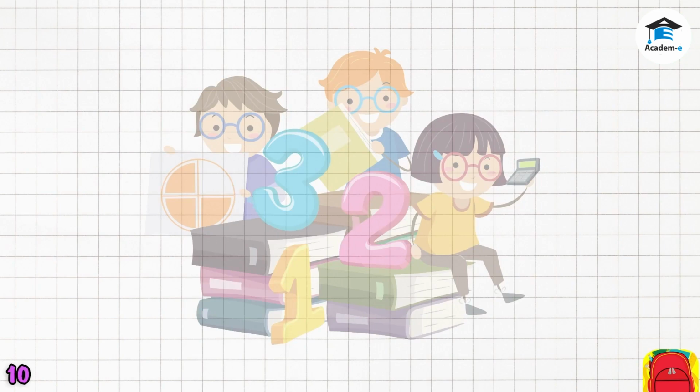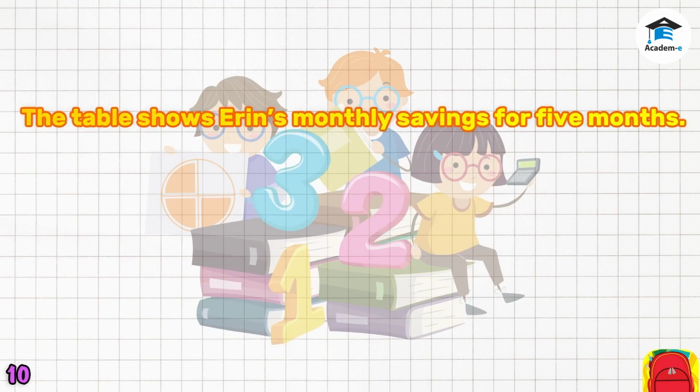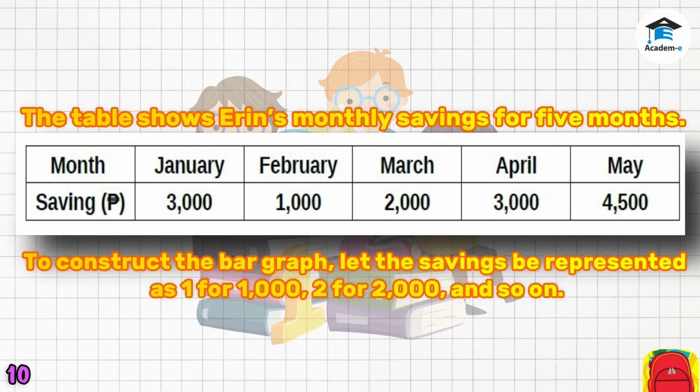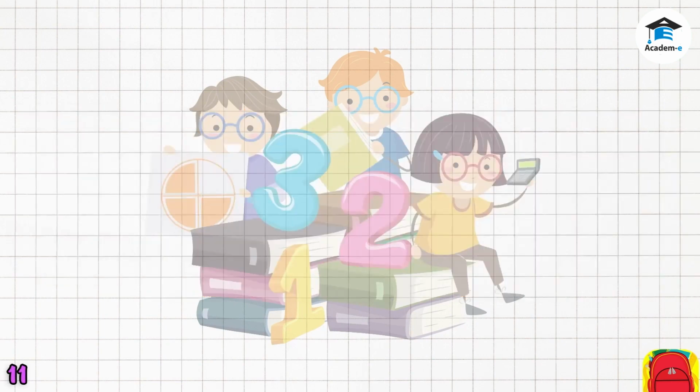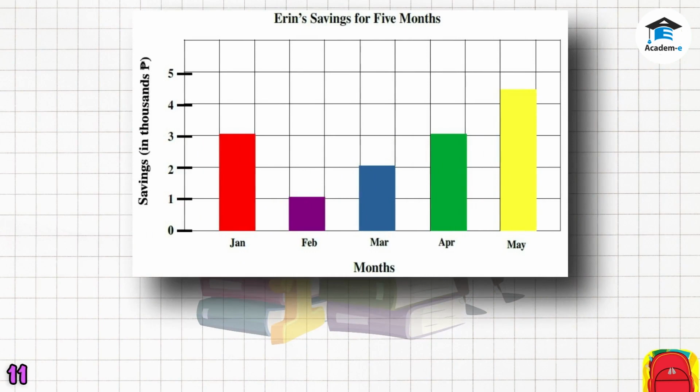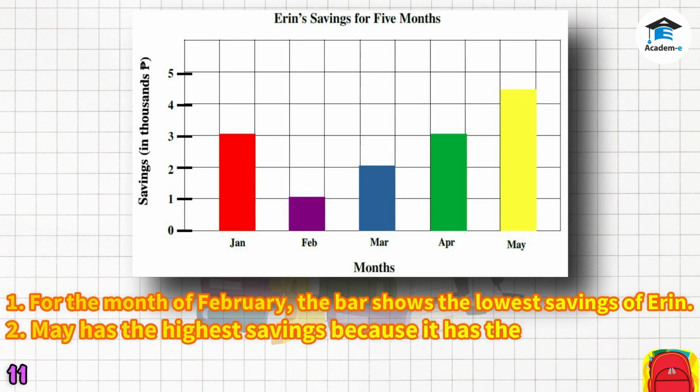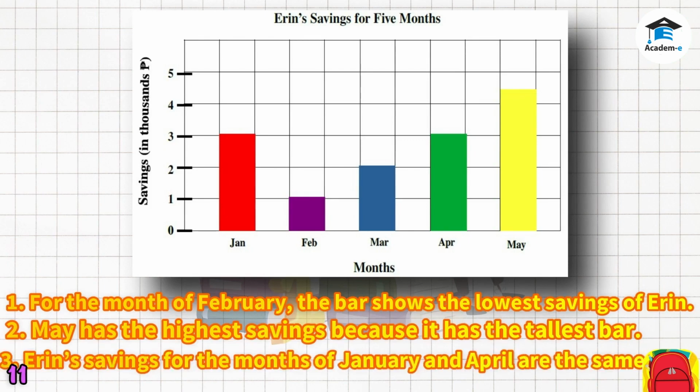Here's an example of a bar graph. The table shows Aaron's monthly savings for 5 months. To construct the bar graph, let the savings be represented as 1 for 1,000 pesos, 2 for 2,000 pesos, and so on. Based on the bar graph, we can conclude the following. For the month of February, the bar shows the lowest savings of Aaron. May has the highest savings because it has the tallest bar. Aaron's savings for the months of January and April are the same.